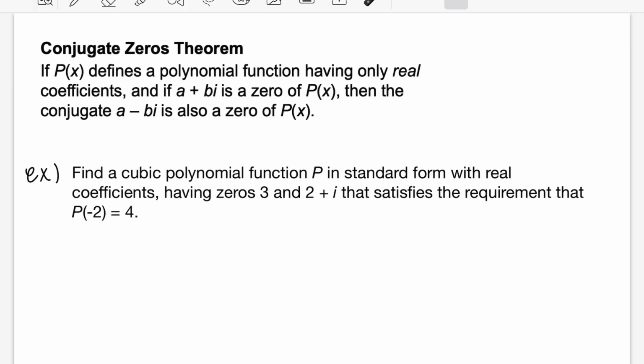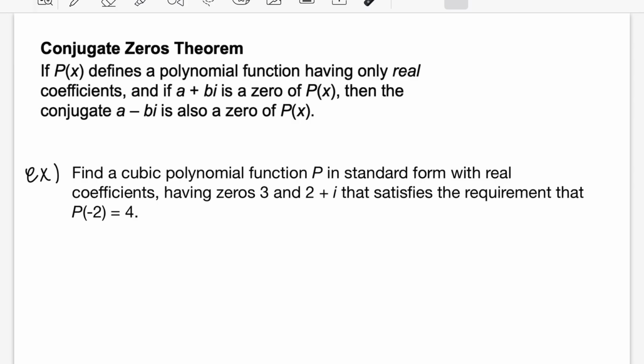So we're going to use this in our next example here. We want to find a cubic polynomial function p in standard form with real coefficients having zeros 3 and 2 plus i that satisfies the requirement that our polynomial function evaluated at minus 2 will give us 4. Well, we just saw from the conjugate zeros theorem that if 2 plus i is a zero, then 2 minus i, its conjugate, must also be a zero of this function. We also know that this function, p of x, is going to be a cubic function. So because of that, this tells us that this function will have 3 linear factors.